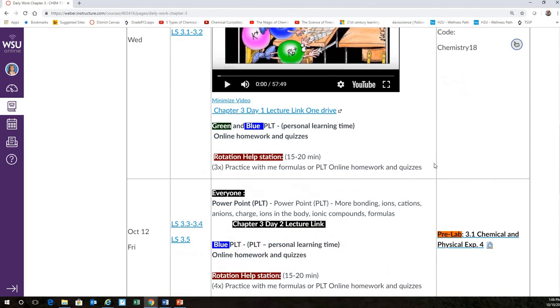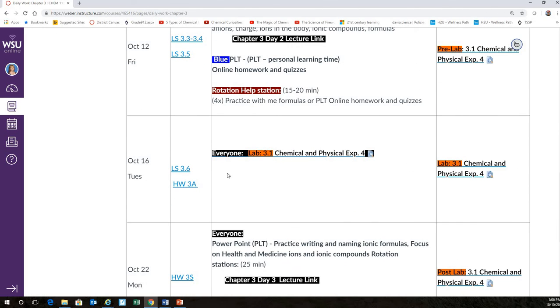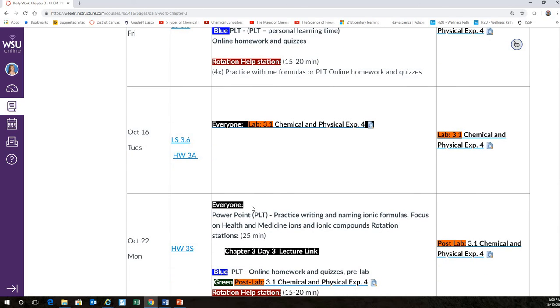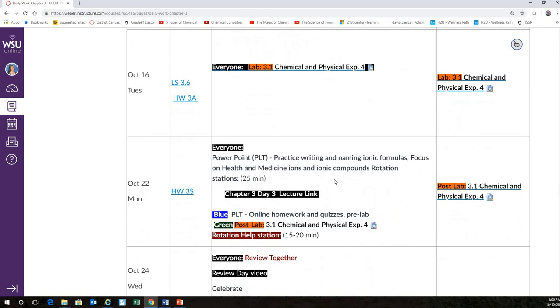On the 16th, I've got scheduled a lab. It might have to switch with the 22nd. The chemical that I need for the lab is in transit. So if it doesn't get here by the 16th, then we'll do the finish up. We'll flip the 24th or the 22nd and the 16th.